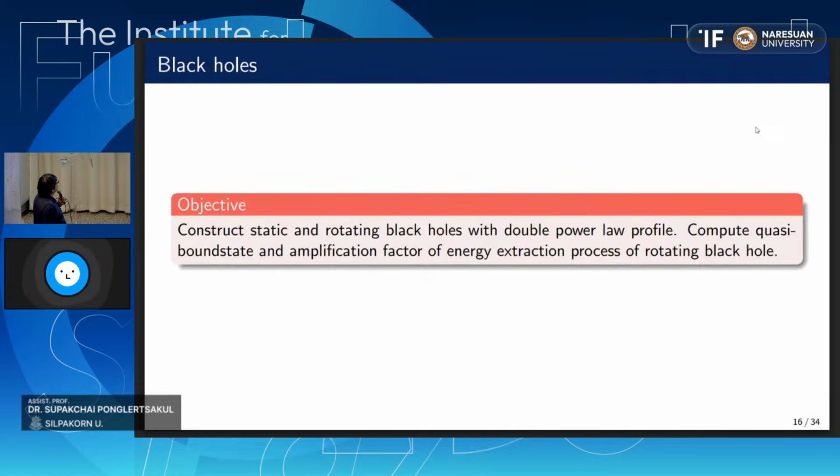Okay, and what I'm going to do here: in this work, we construct static and rotating black holes with the double power law profile. That means we keep alpha, beta, and gamma arbitrary, for the spherically symmetric solution and also the rotating solution. After we obtain the solution, we compute the quasi-bound states and amplification factors, which are related to the energy extraction process of rotating black holes.